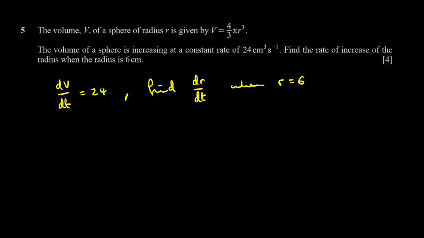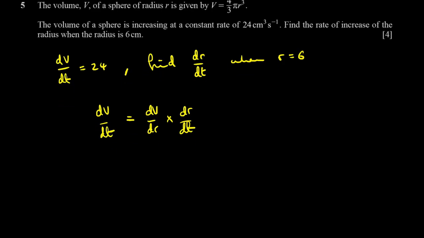How are we going to do this? Well, it's a connected rate of change, so we can say that dV/dt must be equal to dV/dr times dr/dt. This is the chain rule. We are connecting the rate of change of the volume with respect to time, which we have, that's 24, with the rate of change of the radius with respect to time, which is the thing that we want. The way they're connected is through this thing, dV/dr.